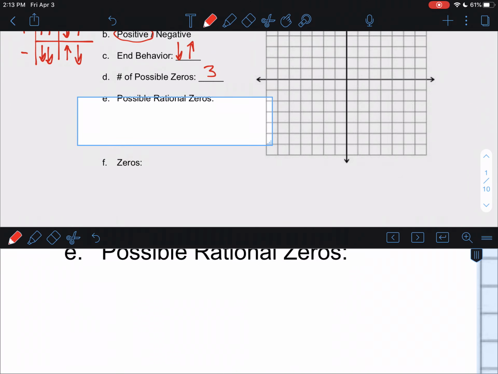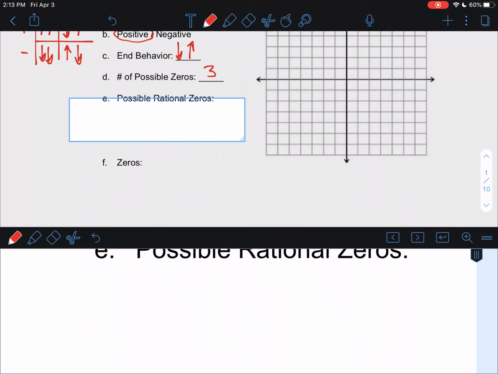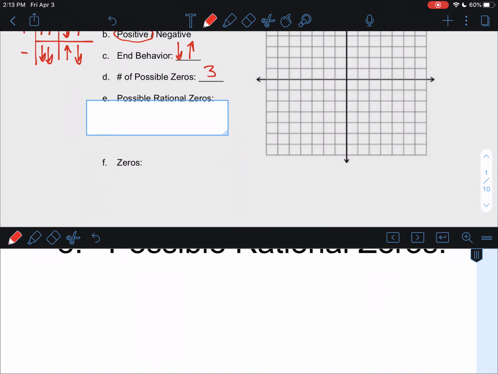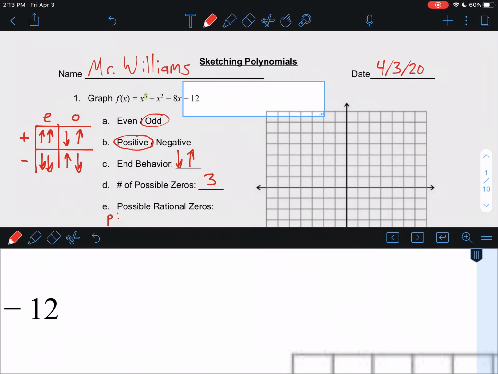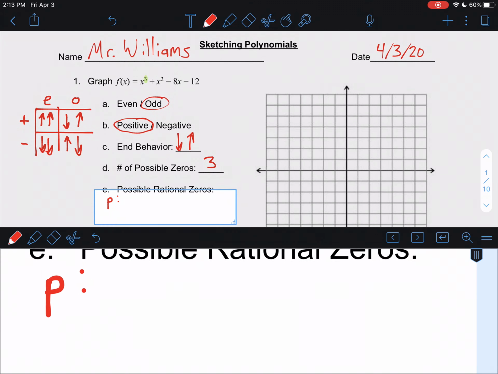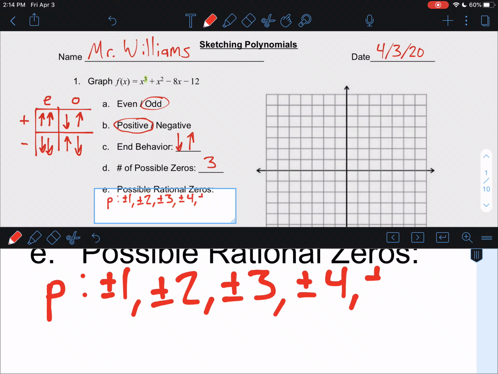My possible rational zeros. So I'm going to go ahead and list them. I'm going to make this a little smaller too, so I can have more space. So I have my p, which is all factors of the constant. And here the constant is negative 12. So all factors of negative 12: positive or negative 1, positive or negative 2, positive or negative 3, positive or negative 4, positive or negative 6, and positive or negative 12.